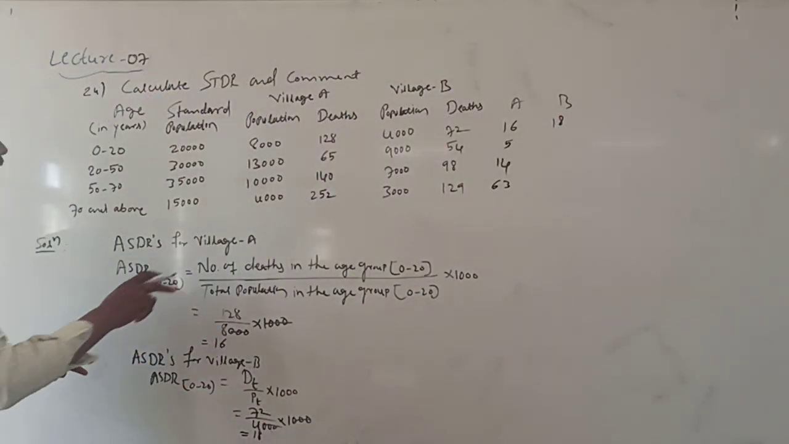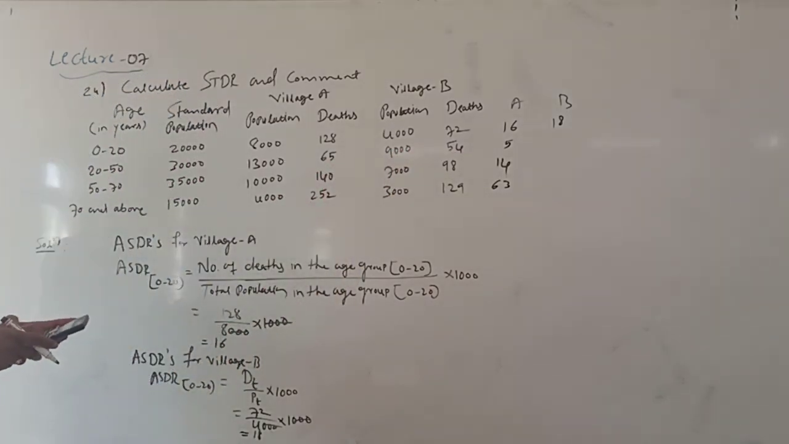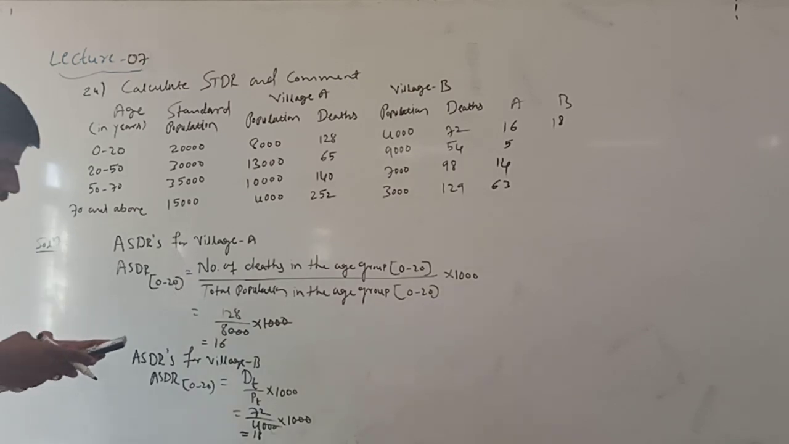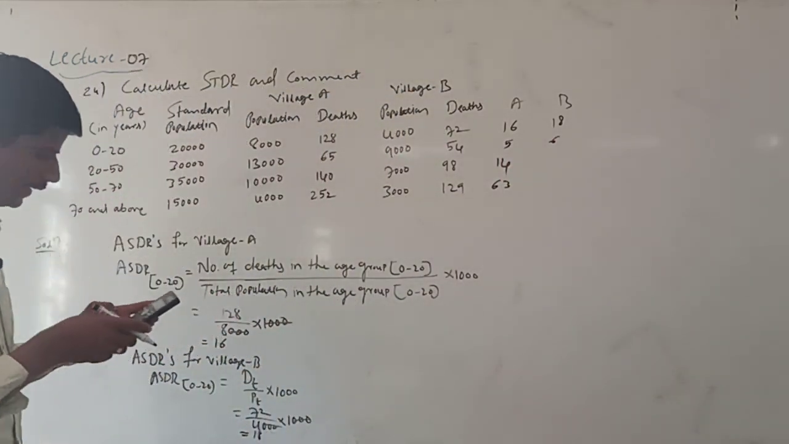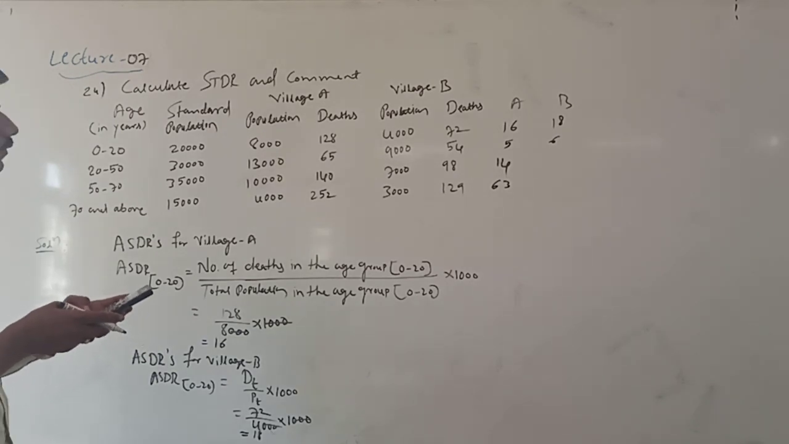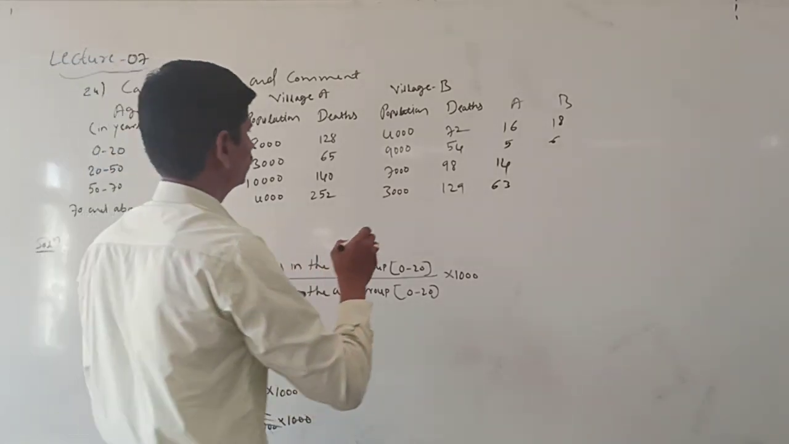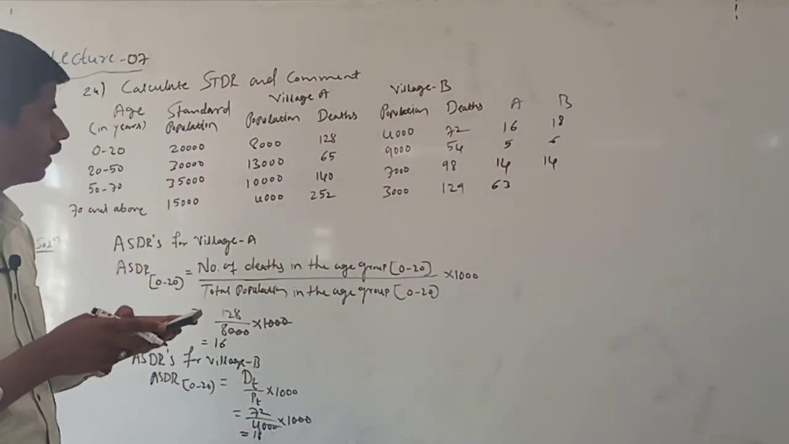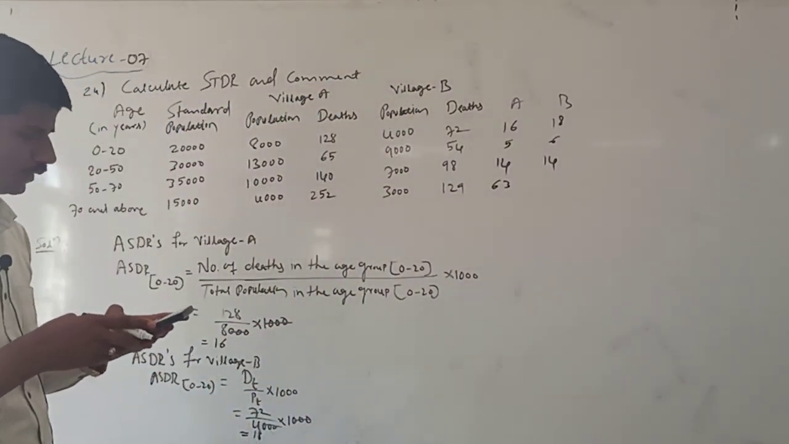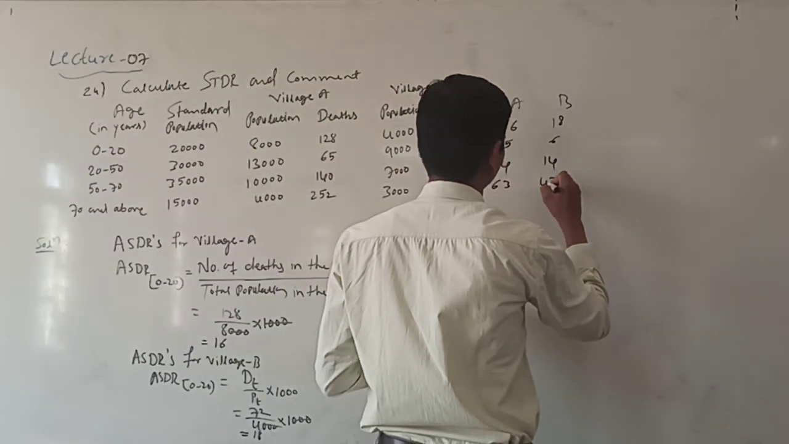Next one, 54 divided by 9000 into 1000, then we will get 6. Next, 98 divided by 7000 into 1000, then we will get 14. 129 divided by 3000 into 1000, then we will get 43.